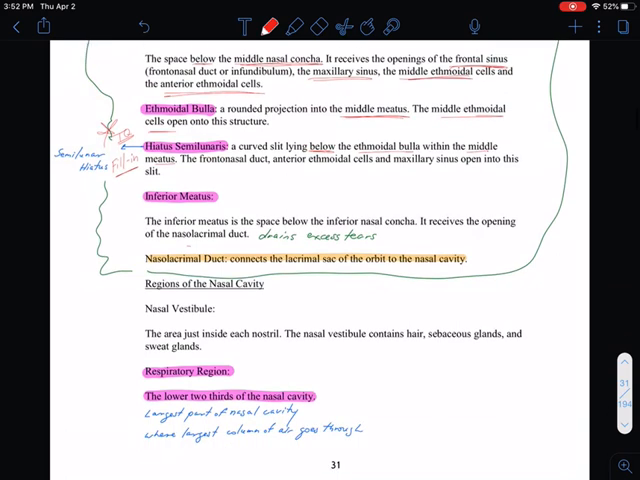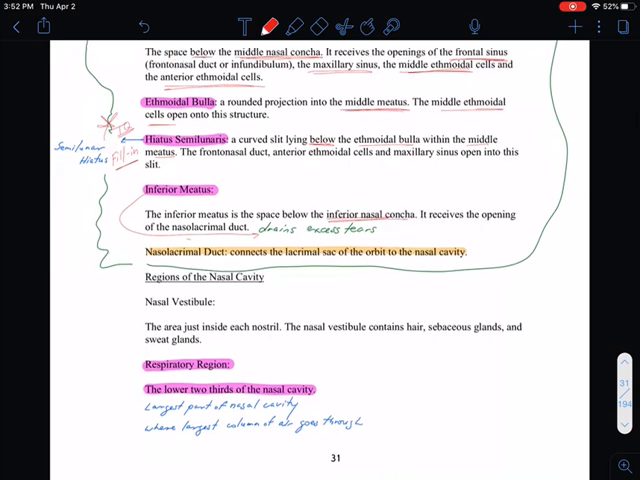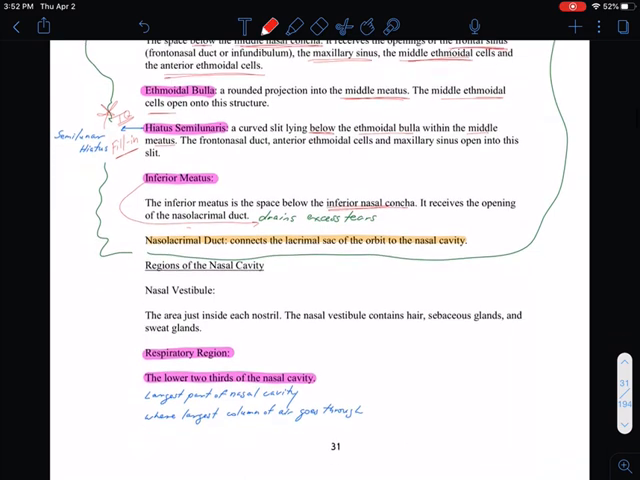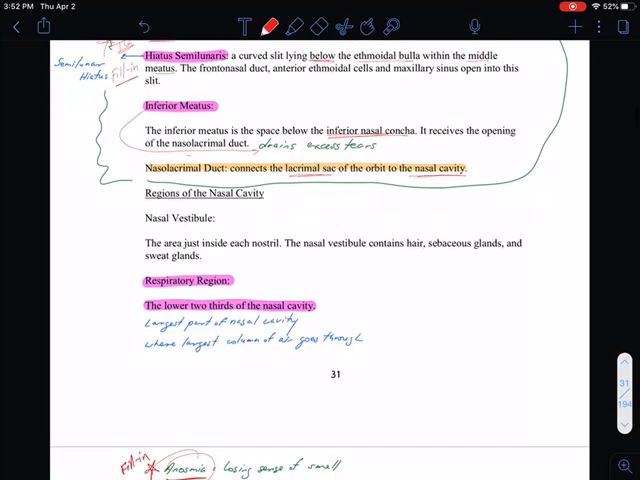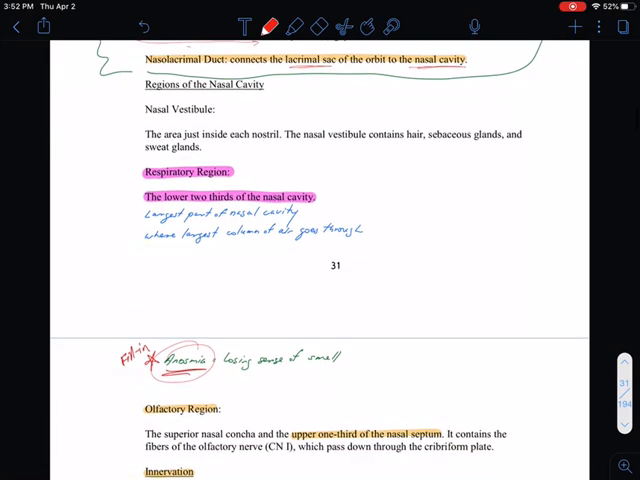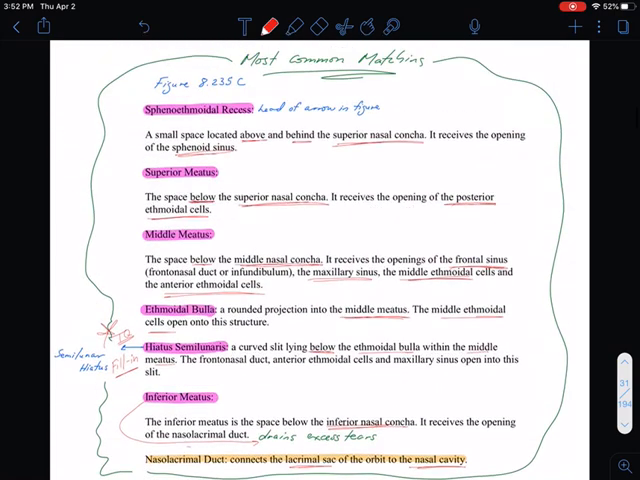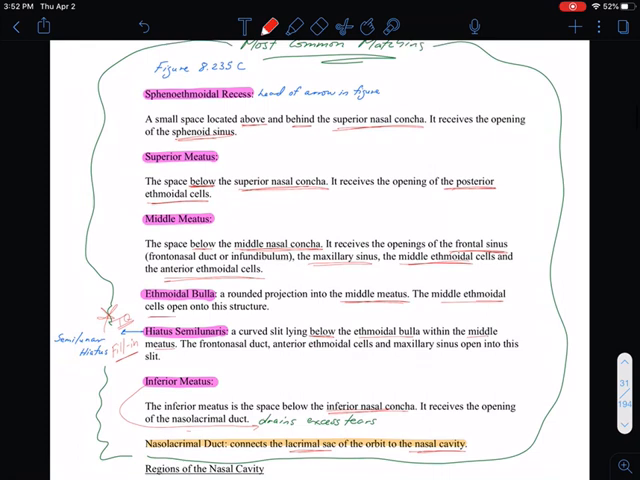Next, we have our inferior meatus. The inferior meatus is the space below the inferior nasal concha. Receives the opening of the nasolacrimal duct. So that inferior meatus is going to be associated with where we will drain our excess tears. Lastly, nasolacrimal duct connects the lacrimal sac of the orbit to the nasal cavity. Again, this section here is going to be one of our more common matching sections.